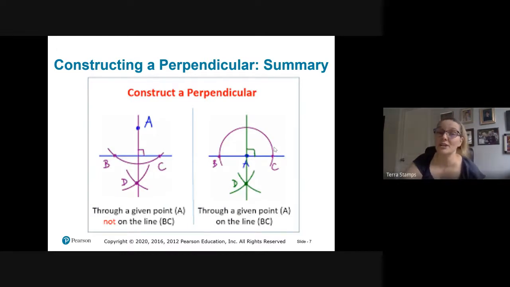Okay, so constructing a perpendicular. So I found a summary for us. So through a point that's not on the line and through a point that is on the line. So there's just kind of a summary of the two and how they're similar.